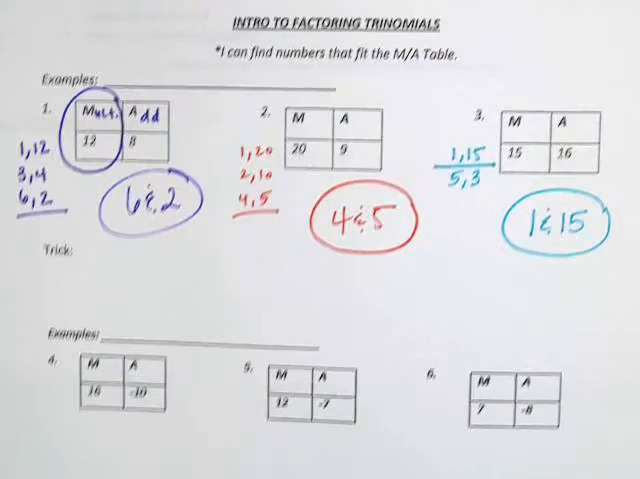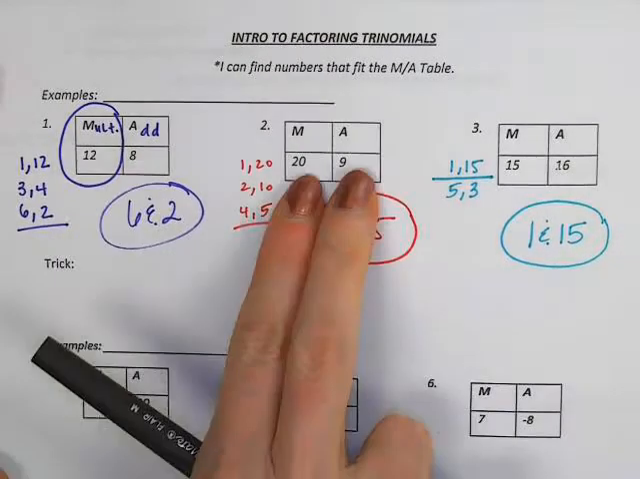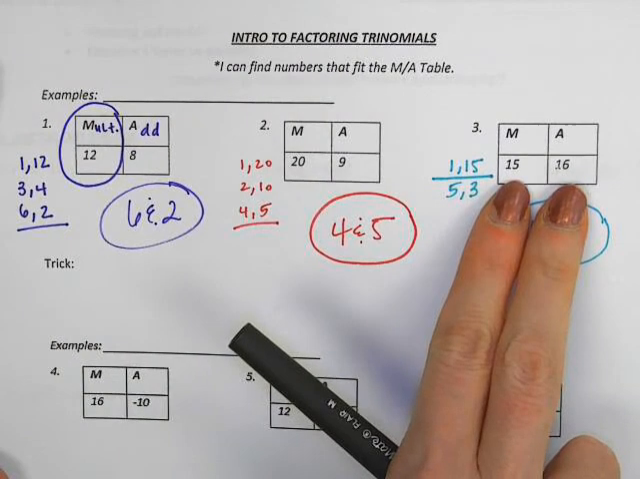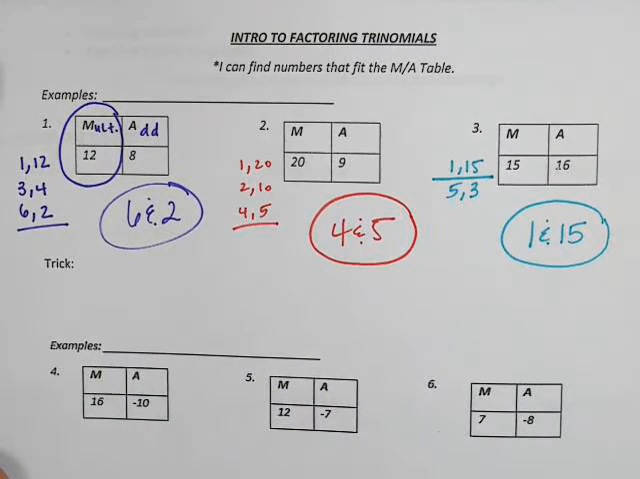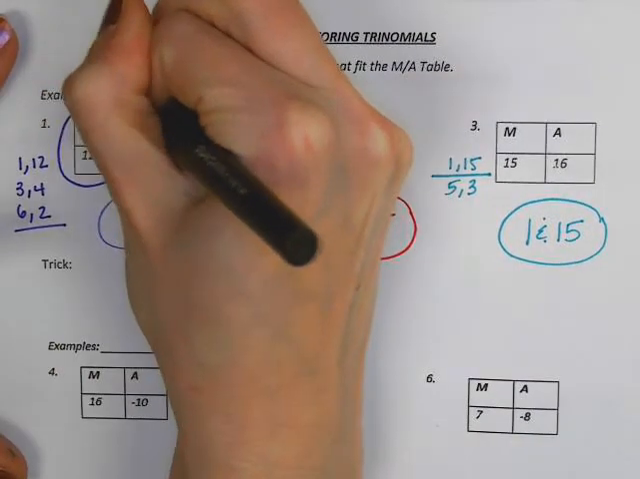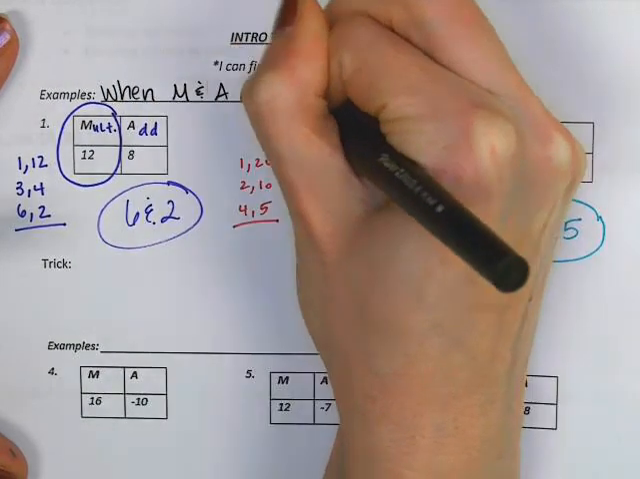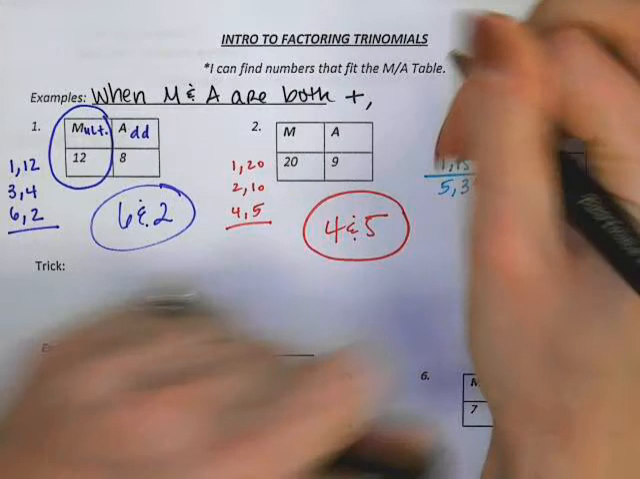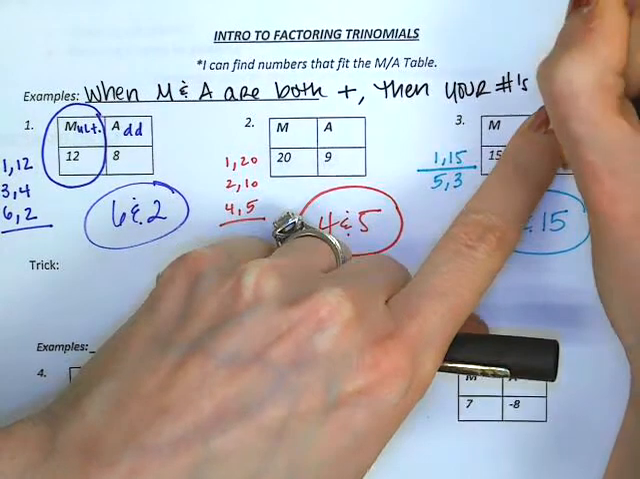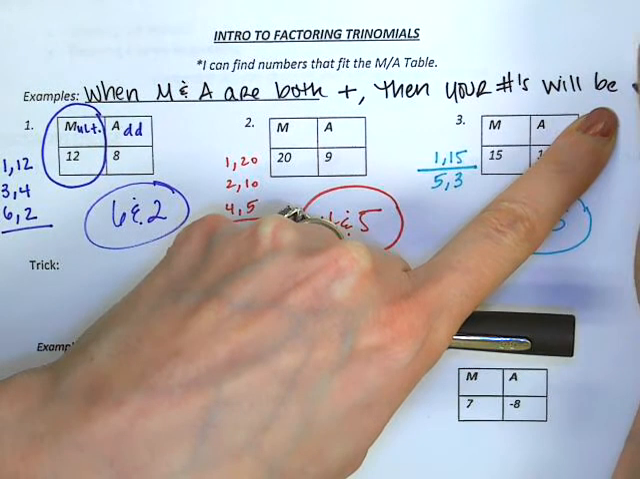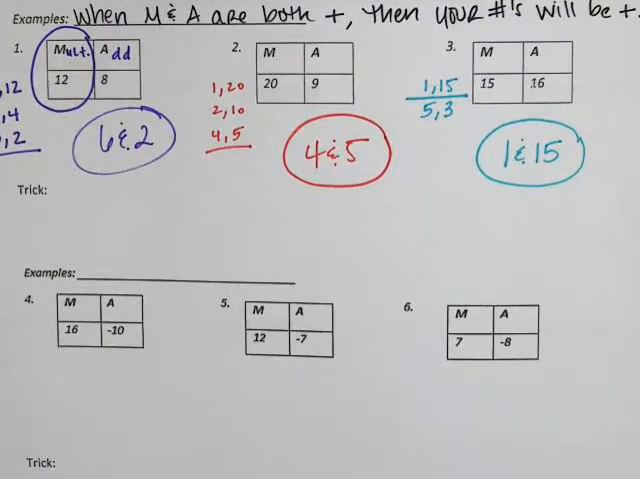So super easy. Just a heads up, when both of these numbers are positive, you know for sure that both of your numbers will be positive. Let's write that down. When the multiply and the add are both positive, then your numbers will also be positive. That won't be the case later down the list here.